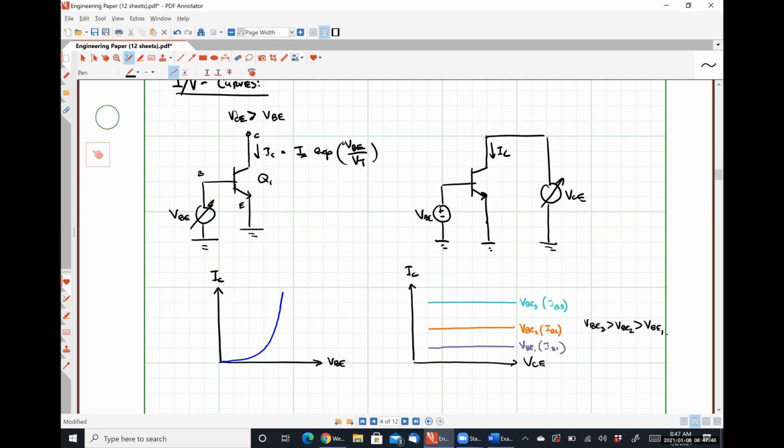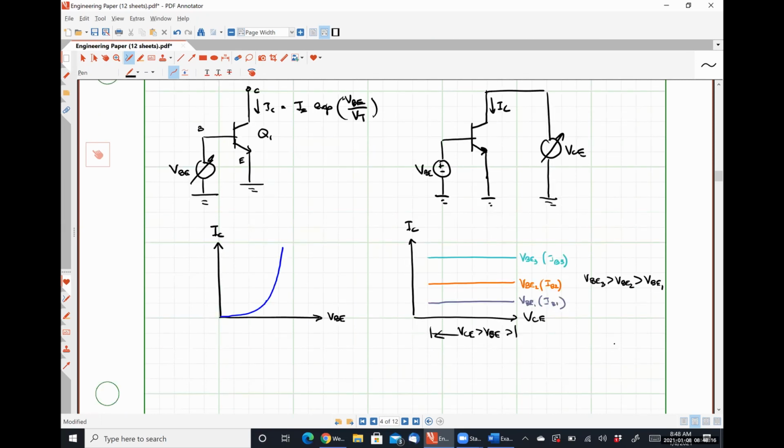Notice something kind of important here. We can't start plotting these at exactly VCE equal to 0, because until VCE is greater than the corresponding VBE, the device is not in the forward active region. So over here, where VCE is greater than VBE, this is the forward active region.